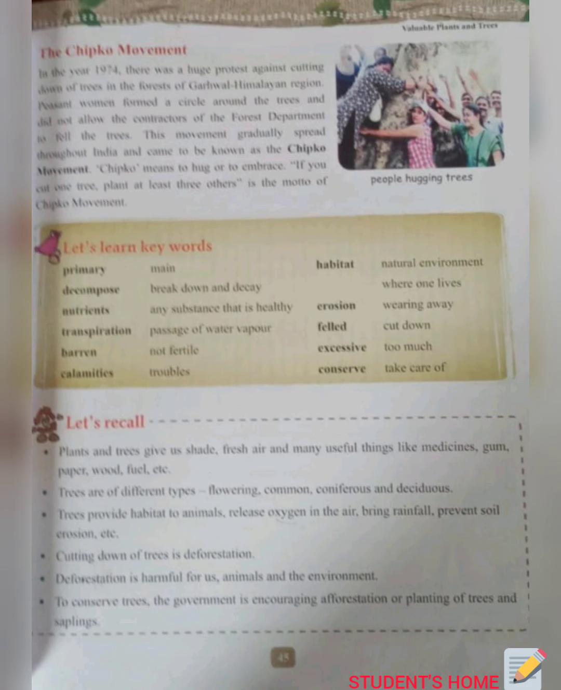Now coming to our next topic class, that is the Chipku movement. So this is a very famous movement that happened to save the forest. In the year 1974, there was a huge protest against cutting down of trees in the forest of Garhwal Himalayan region. Peasant women formed a circle around the trees and didn't allow the contractors of the forest department to fell the trees. This movement gradually spread throughout India and came to be known as Chipku Movement.